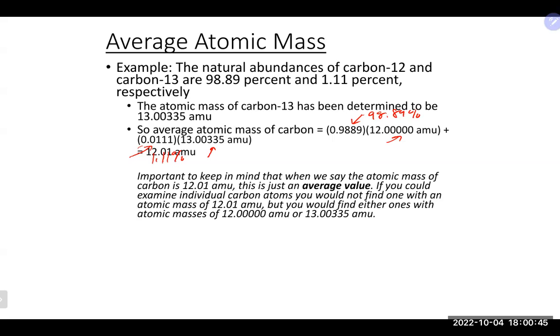It's important to note that these are just average values, and they are values that we use in calculations all the time. But you'll never really find a carbon atom that has a mass of 12.01. You find a carbon-12 that has the mass of carbon-12, or you find a carbon-13 that has the mass of carbon-13. There really is no one that is 12.01. Any questions on that there?